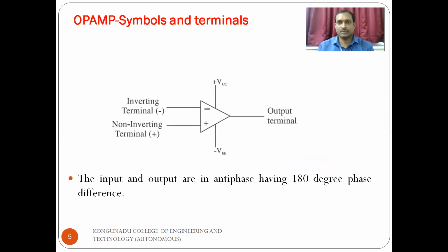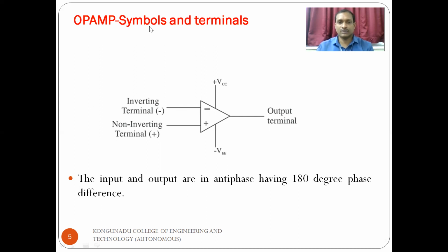Next, we are going to discuss the symbol and the basic terminals of operational amplifiers. It consists of two input terminals. One is the inverting terminal, the negative terminal. The negative sign indicates the inverting input terminal, and the positive terminal indicates the non-inverting terminal. These two are the input terminals. We are going to provide the differential input to the operational amplifier.